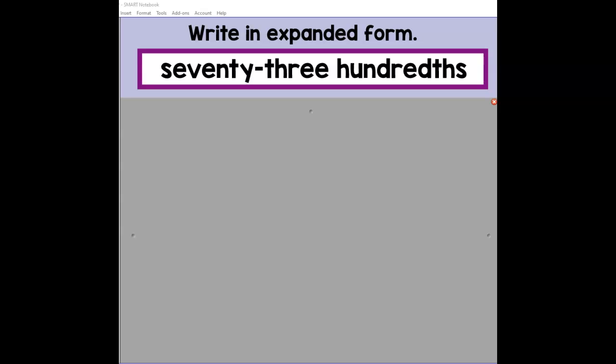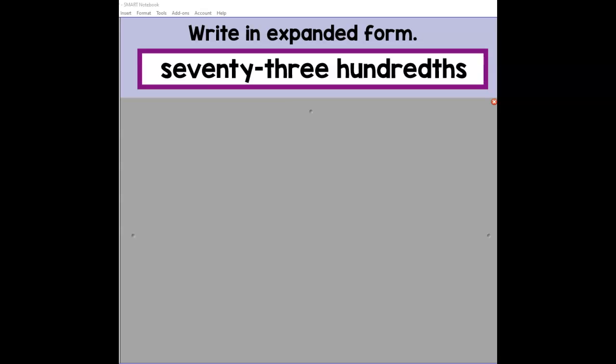So now we're going to do some practicing. So get your whiteboards out or your paper if you're at home. We're going to write the next numbers in expanded form. Remember when we talked about expanded form, we're going to show the value of each digit. So I'm going to read the number and you're going to write it down in expanded form.